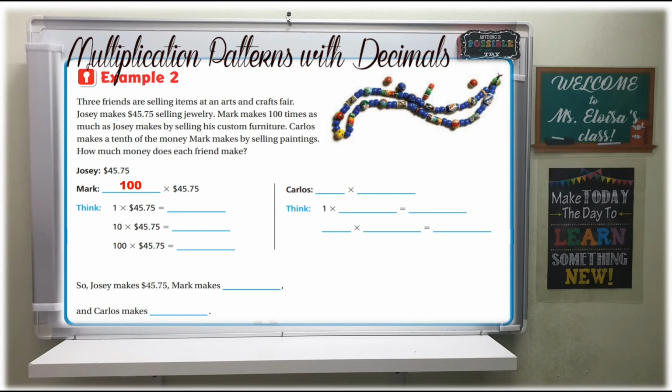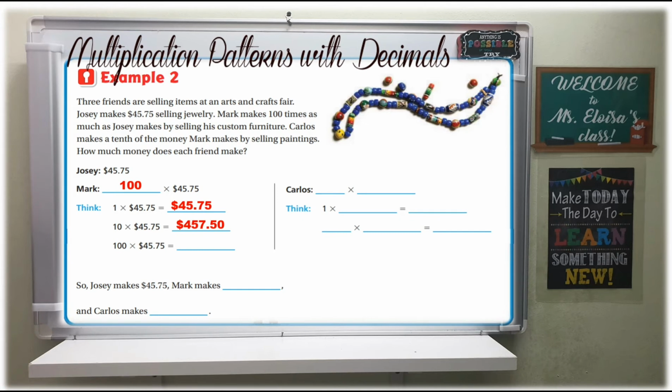1 times $45.75 equals $45.75. 10 times $45.75 equals $457.50. 100 times $45.75 equals $4,575.